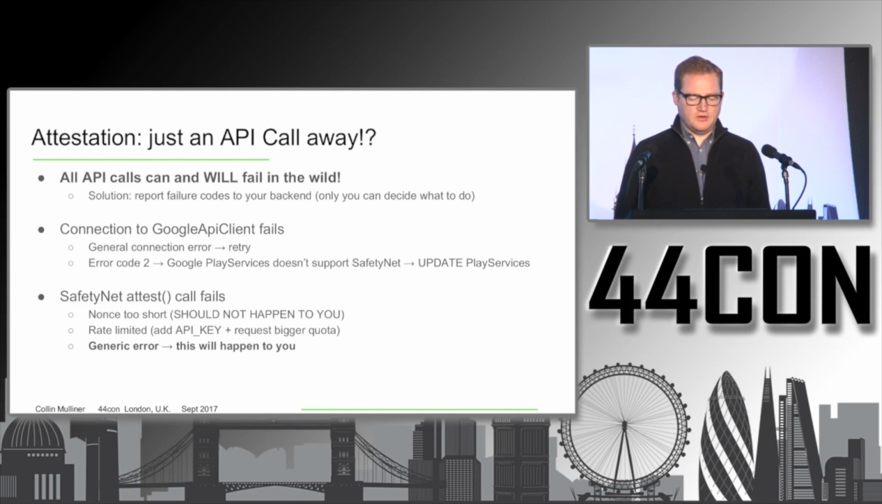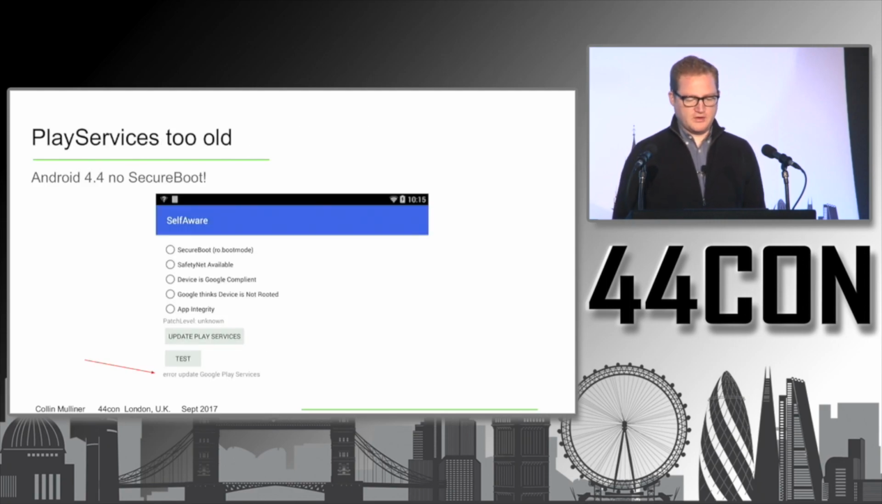And of course, the attestation API itself will error out if your nonce is too short, which should really not happen after you read the documentation. You can get rate limited, and that means maybe you should put the API key in your app. And then there are generic errors, which is just, hey, this failed, or you just got a null string back for the attestation data, and that happens all the time. This is just the normal mode of operation. All of this has to be handled in your client and in your backend. If you don't do that, people are going to just bypass it.